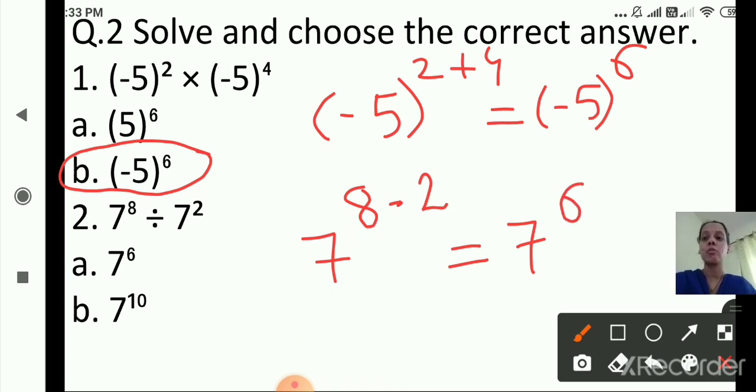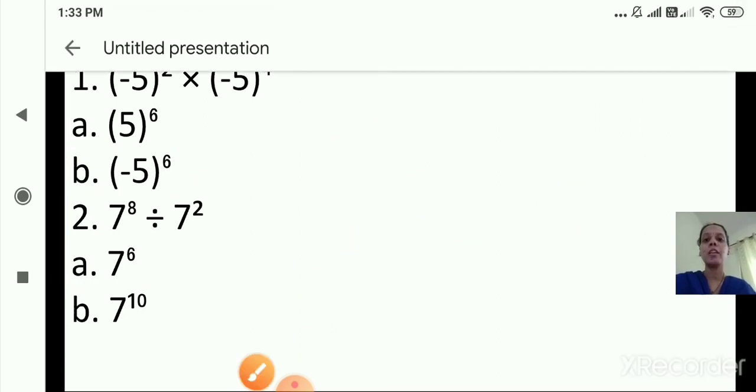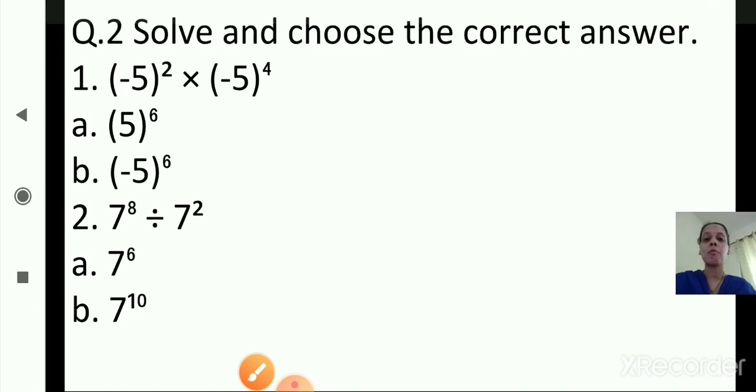So options are given. A is 7 raised to 6 and B is 7 raised to 10. So which is the correct option? Option A is the correct option, that is 7 raised to 6. So you will select the correct option, that is option A, 7 raised to 6. Okay, hope you are clear with this. So these types of questions can come for the exam.